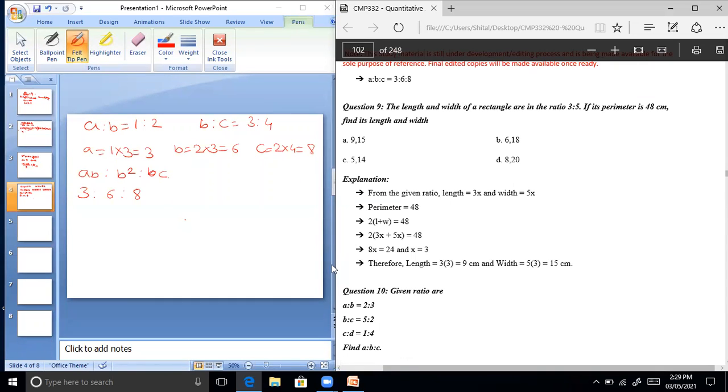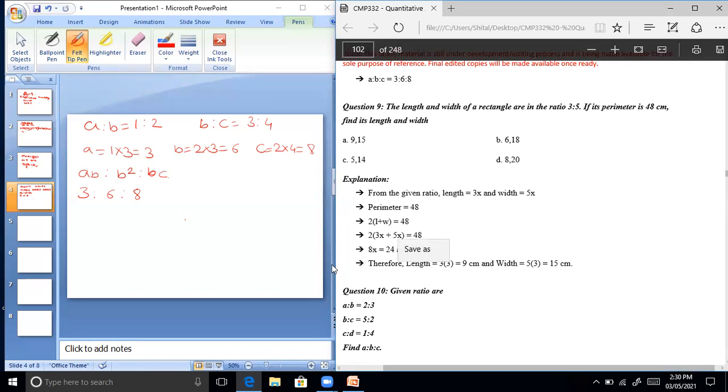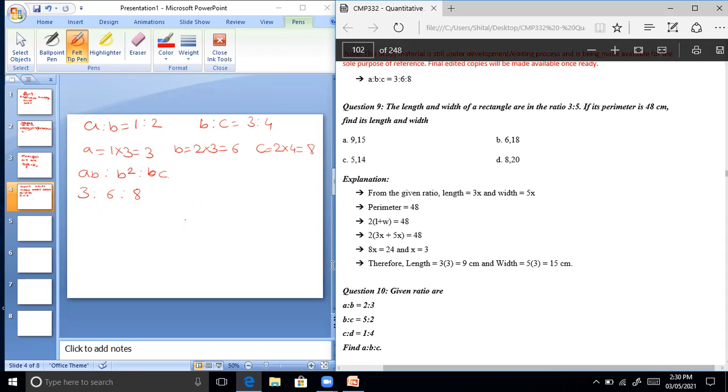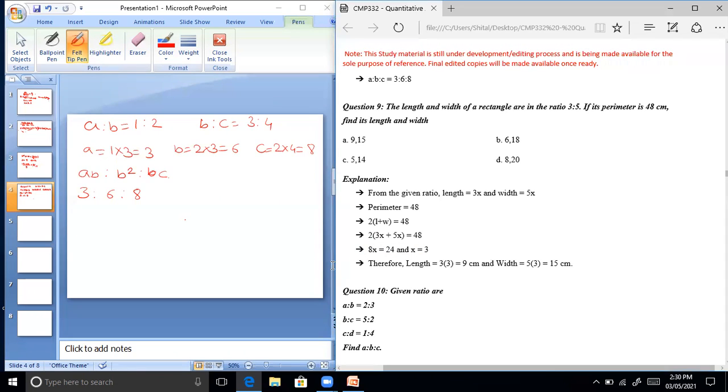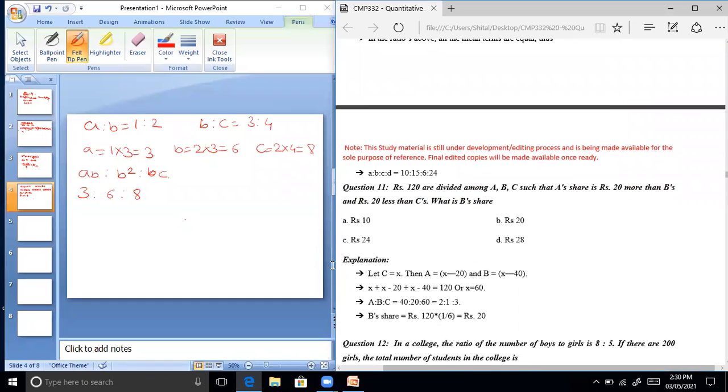So what we do is, 8x, that is 6x plus 10x equals, or you will do, okay, this is 3x plus 5x is 8x, and this is 48 divided by 2, that is 24. So x is 3. Therefore length is 9 centimeter and width is 5 into 3, that is 15 centimeter. Okay.